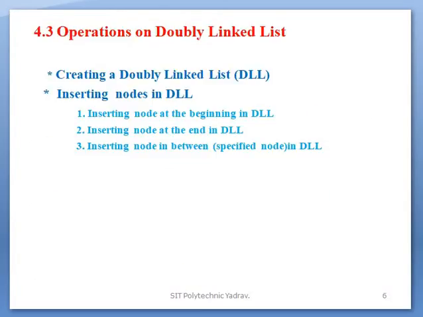Next, now we start the point, operations on doubly linked list. In that, creating a doubly linked list and inserting a node in a doubly linked list, and in that also three possibilities, three scenarios are there: at the beginning, at the end, and in between, meaning at a specific node.